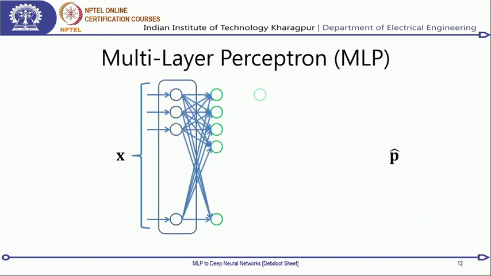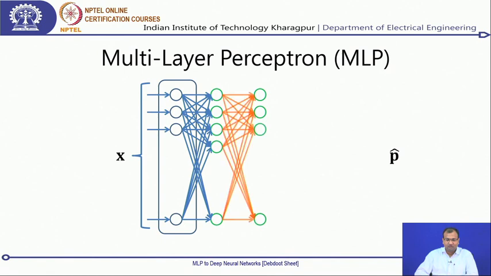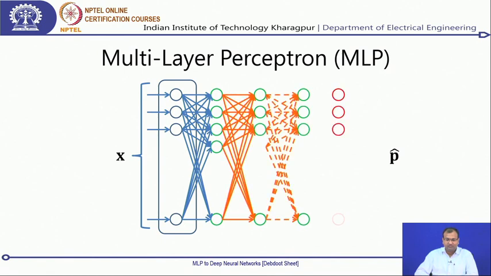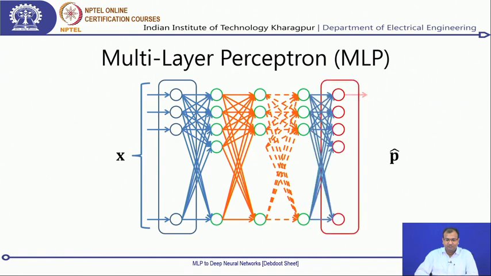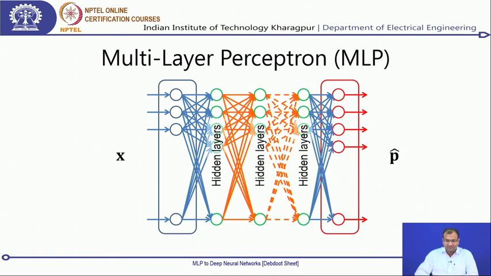So, I have my bunch of inputs x which connect to a set of intermediate nodes, that connect to another set of intermediate nodes, and subsequently to another set of intermediate nodes, and finally you get your predicted output p hat. Each of these intermediate sets of nodes that you are connecting through is what is called my hidden layer.